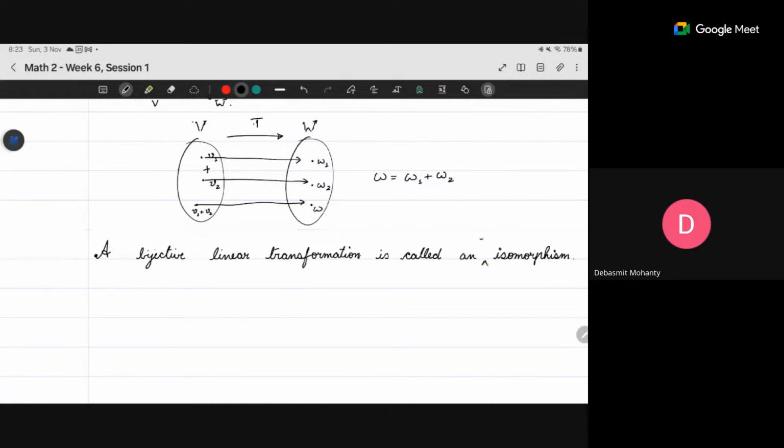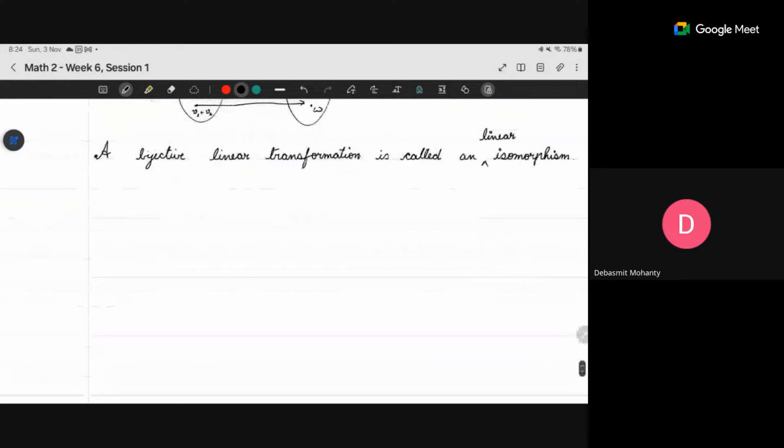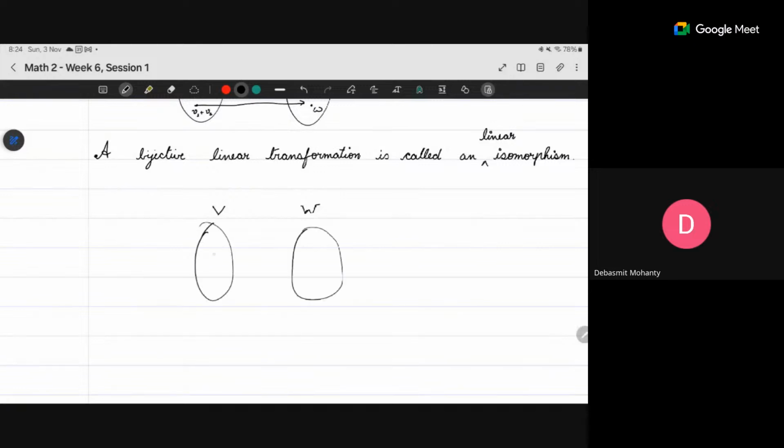Linear isomorphism, what is the precise term? So what do you have when you have a linear isomorphism? If you have two vector spaces, once again, I'll just denote them like this, V and W. Whatever you do in V can be equivalently done in W. This is what it says.